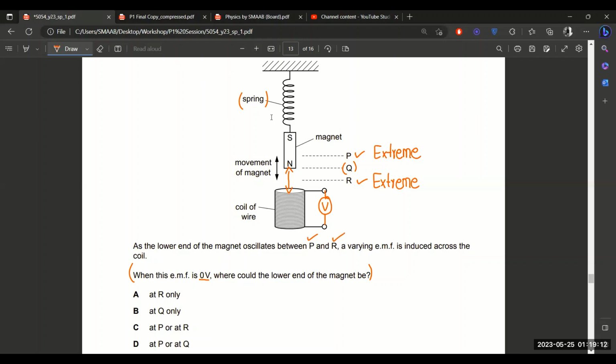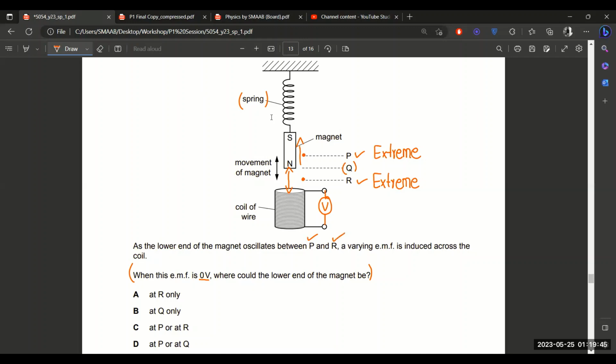And P and R are the extreme points, because when the magnet reaches point P, it changes its direction. Let's suppose the magnet is moving in the upward direction; when it reaches point P, it changes direction, and the direction of the magnet will be opposite. So at point P and at point R, for a short time interval, the magnet will be in a rest state. In the rest state, the magnet is not moving, not oscillating. So at that specific point, the EMF will be equal to 0, because these are extreme points.